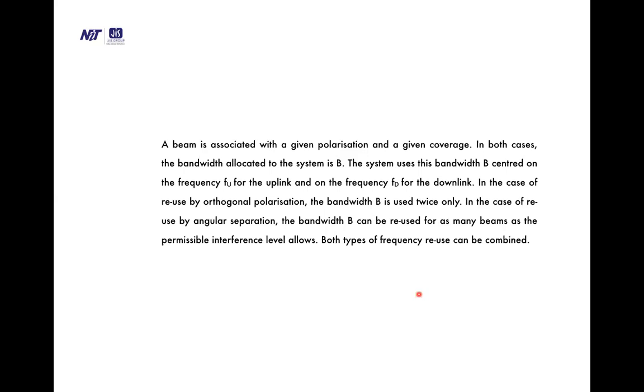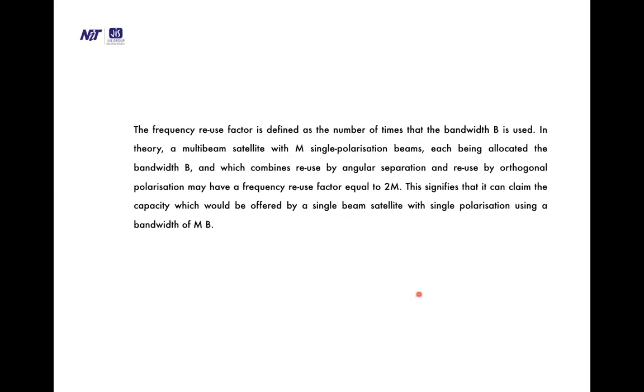In both cases, the bandwidth allocated to the system is B. The system uses this bandwidth B centered on the carrier frequency for uplink FU and for downlink FD for the satellite. In case of reuse by orthogonal polarization, the bandwidth B is used twice only. In case of reuse by angular separation, the bandwidth B can be reused as many times as possible until the interference is as low as possible. Both types of frequency reuse can be combined.